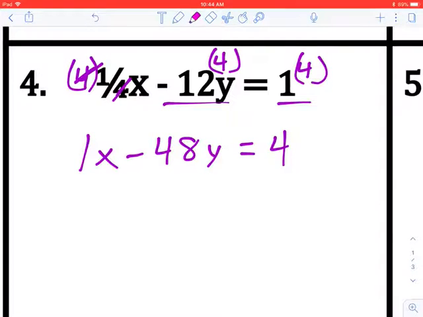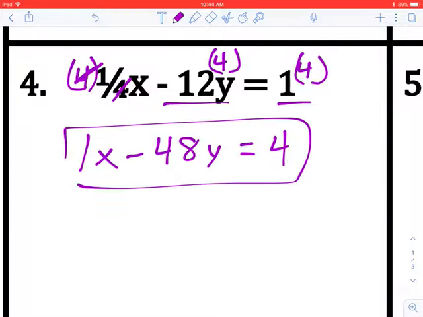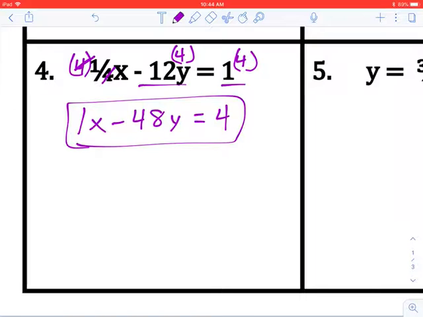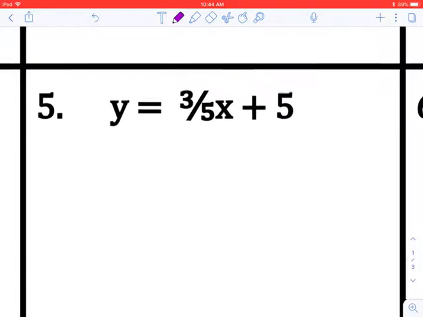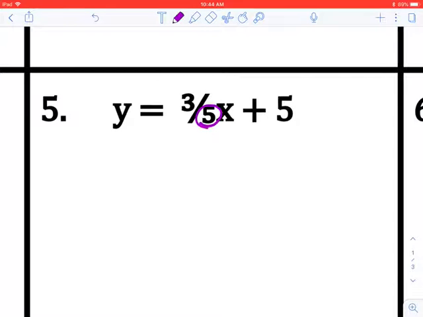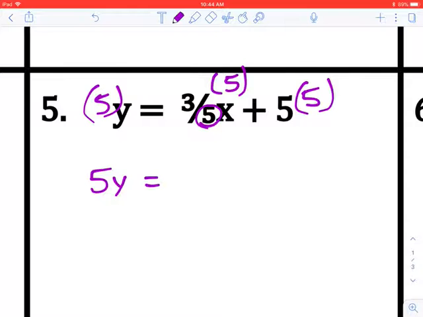So look at our answers. We've got a positive, not fraction. We've got a not fraction, and we're done. That's our standard form. X and Y on the left, constant on the right. I always want to start with X. So number 5, same thing. Look at what's on the bottom. A 5. So I need to multiply by 5 to get rid of it. Well, again, I got to multiply that 5 to everything. So 5 times y. These two cancel, and I'm left with 3x. And then plus 5 times 5 is 25.